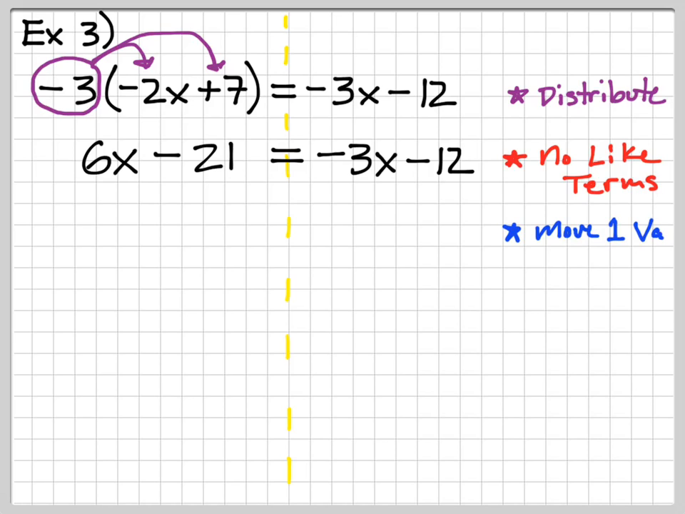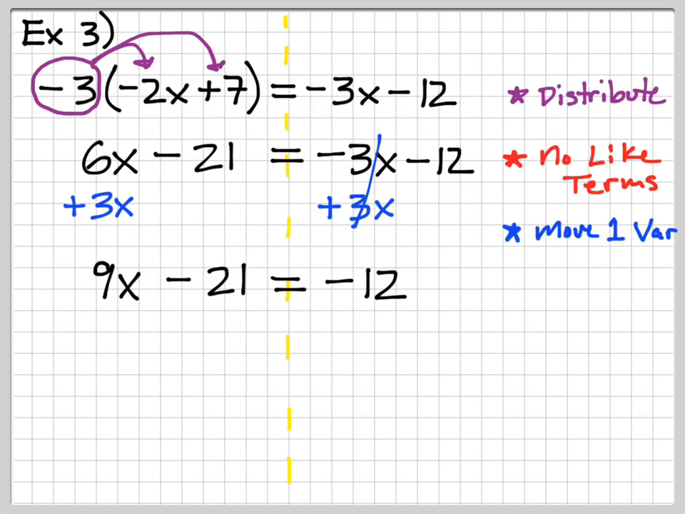Next step, I'm going to move one of the variables, and it doesn't matter which one you move. I personally always like to move the smaller variable. I've got a 6x, I've got a negative 3x. Negative 3 is smaller than 6. So in order to make that negative 3x go away, I'm going to add 3x to both sides. It disappears on the right. My new equation is 9x minus 21 equals negative 12.